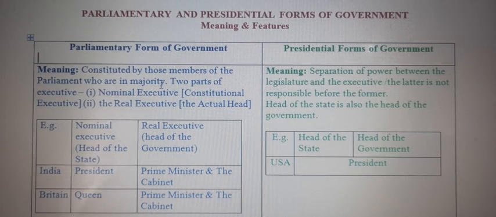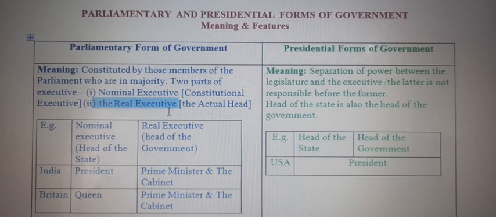That's why in parliamentary form of government, there are two parts of executive. One, nominal executive. Nominal executive also means constitutional executive. It also means the executive which is just for namesake. And the second one is the real executive.